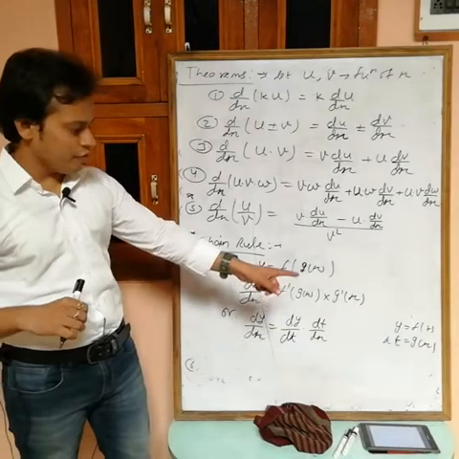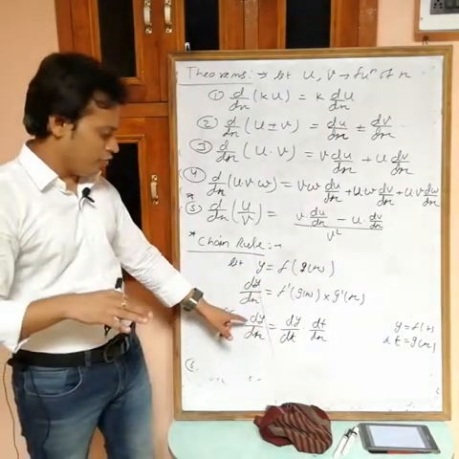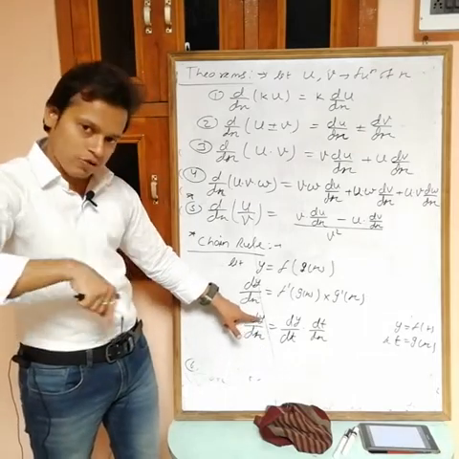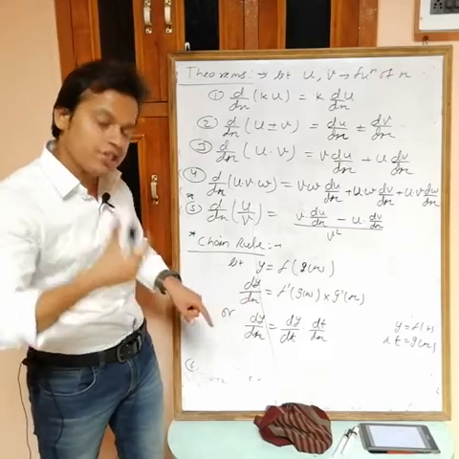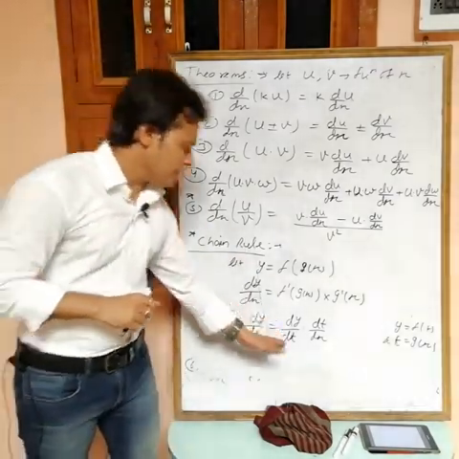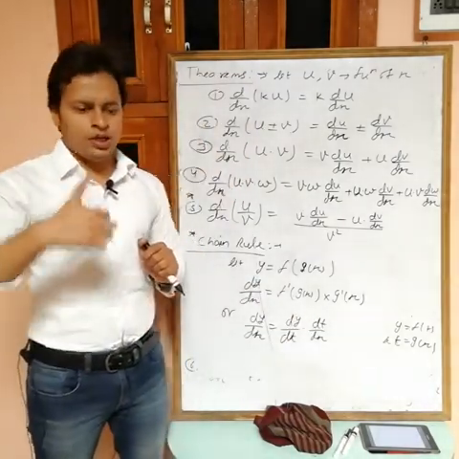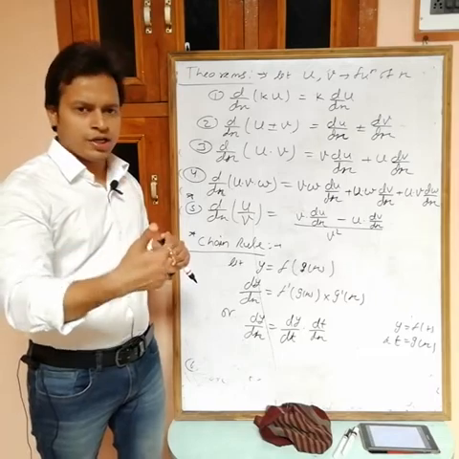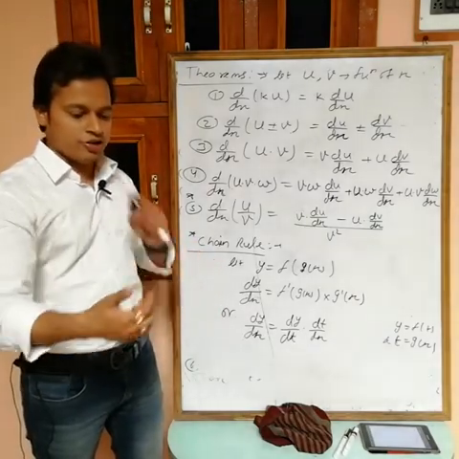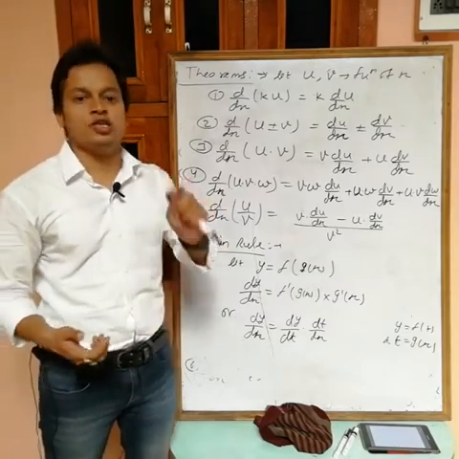Here y is a function of t and t is a function of x, and finally we want the differentiation of y with respect to x. So first I am differentiating y with respect to t, then we are differentiating t with respect to x. You can also extend this up to 3 or 4 terms. Suppose y is a function of t, t is a function of z, and z is a function of x. Then how to find dy by dx? First differentiate y with respect to t, then t with respect to z, and finally z with respect to x.